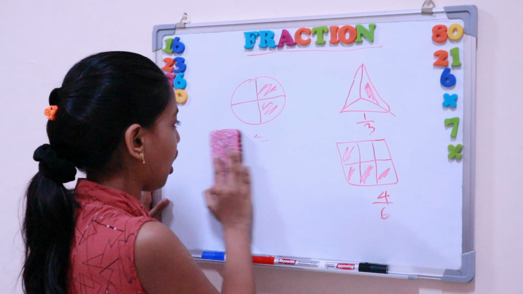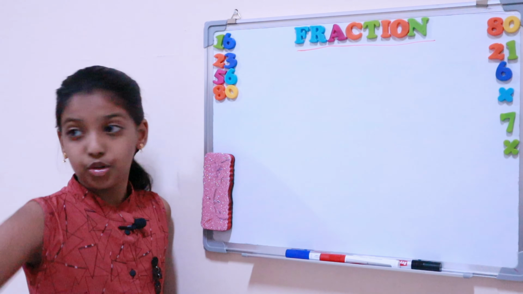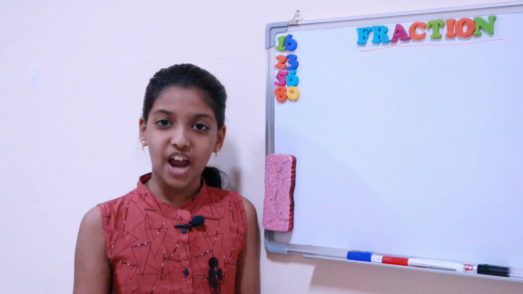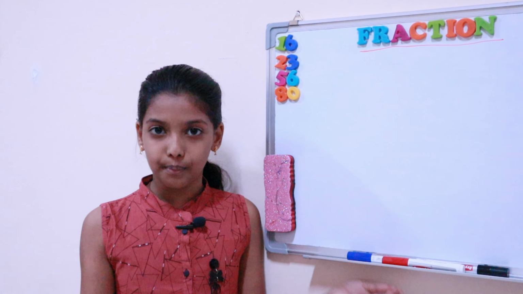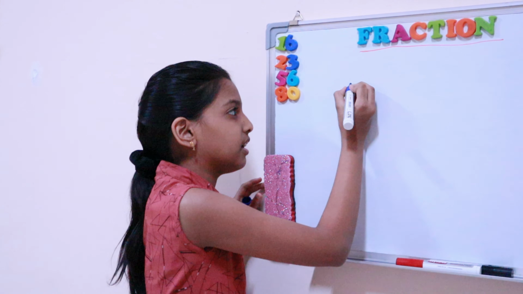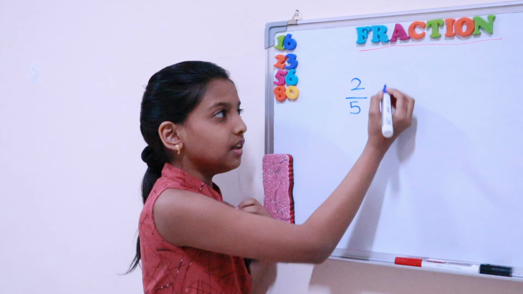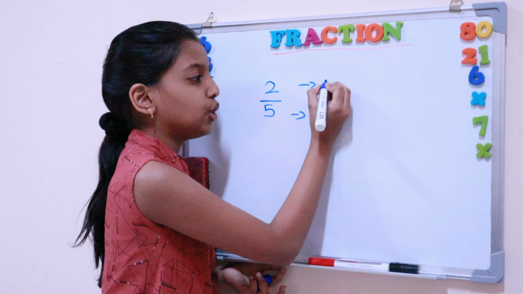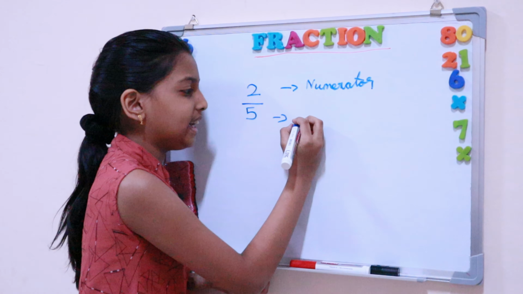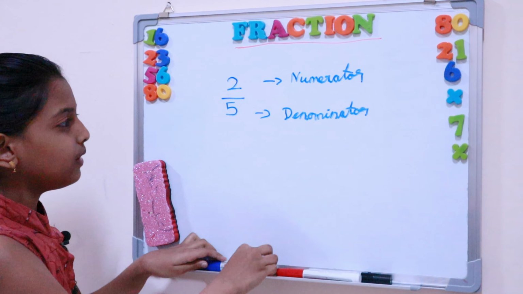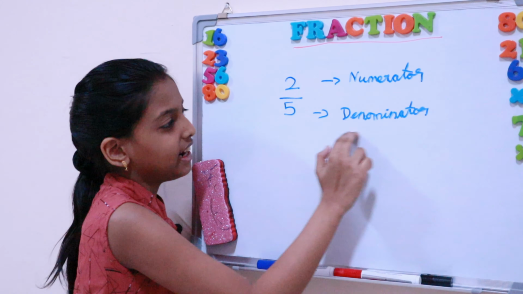Now I'm going to talk about the properties of fraction. Now I'm going to talk about numerator and denominator. The fraction is always expressed in terms of 2 numbers. Now I'm going to show you some examples, like 2 by 5. So this is the numerator and the number that is below is called denominator. So the number above the line is called numerator and the number that is below the line is called denominator.